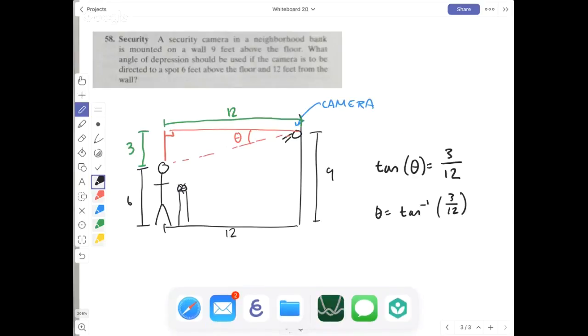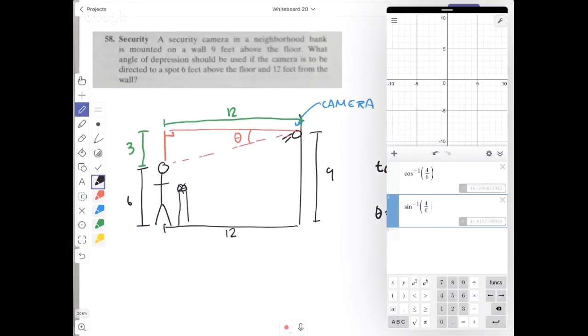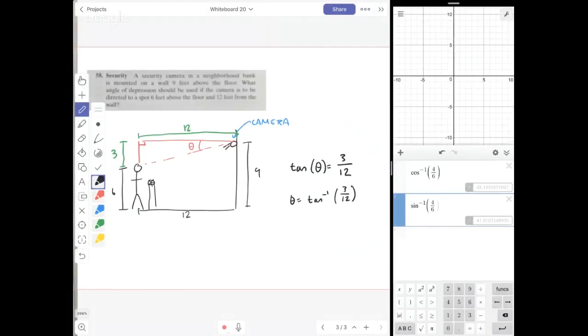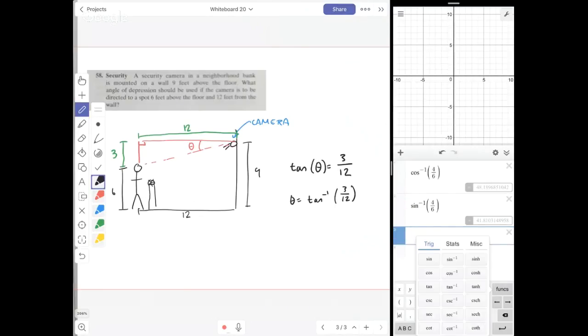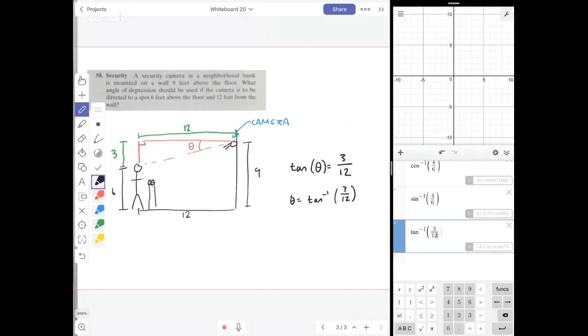And I'm going to pop up my calculator here and say, what's the inverse tangent of 3/12? 14.03 degrees. Cool. Any word problem questions? I wanted to do one with like a north and a south.